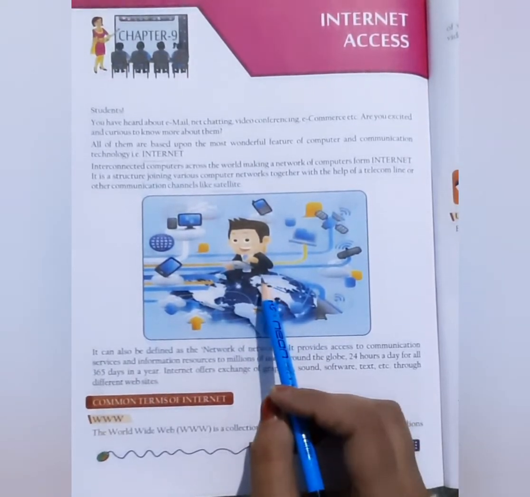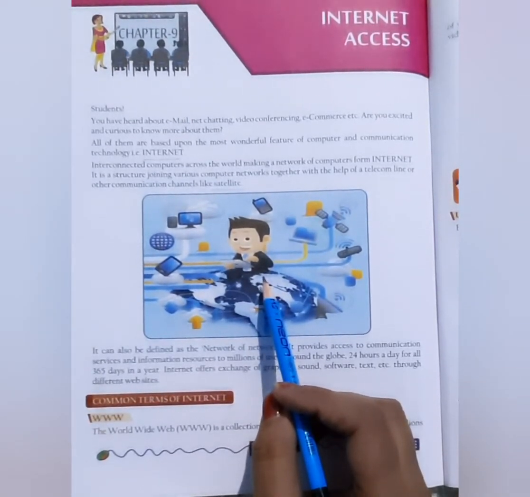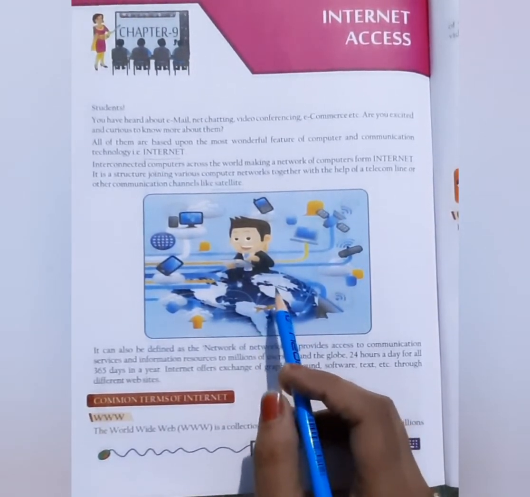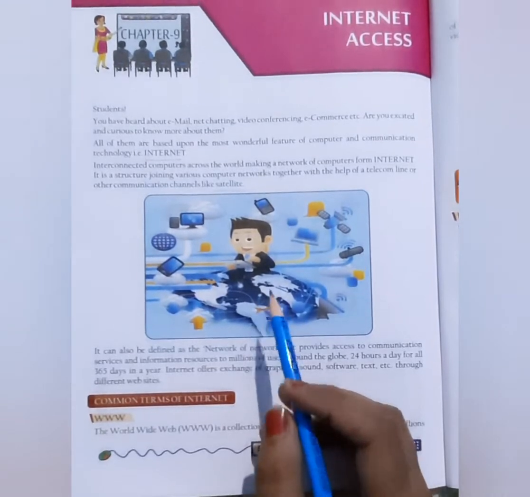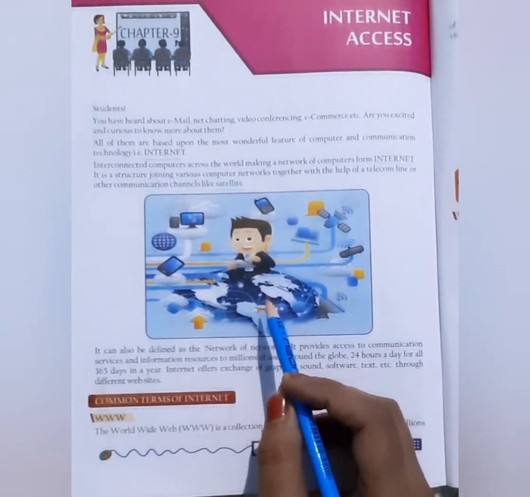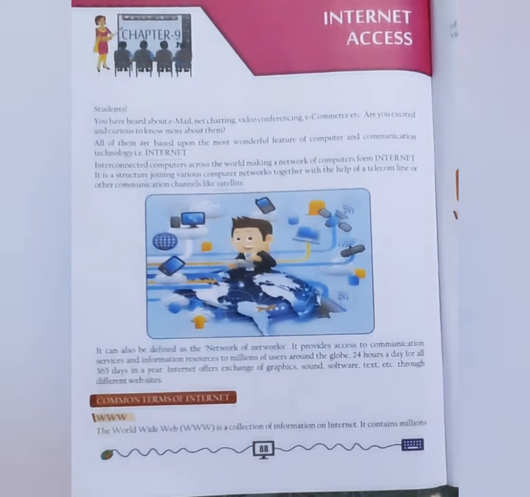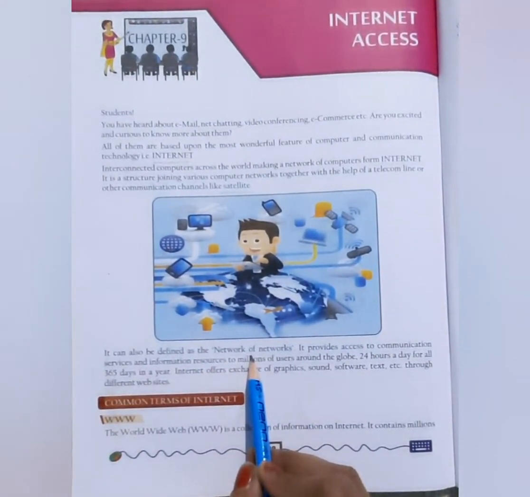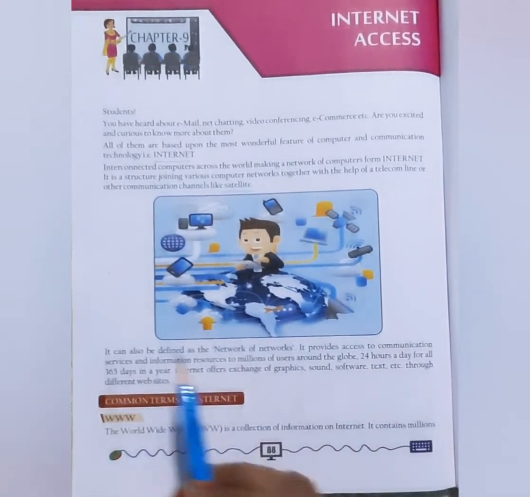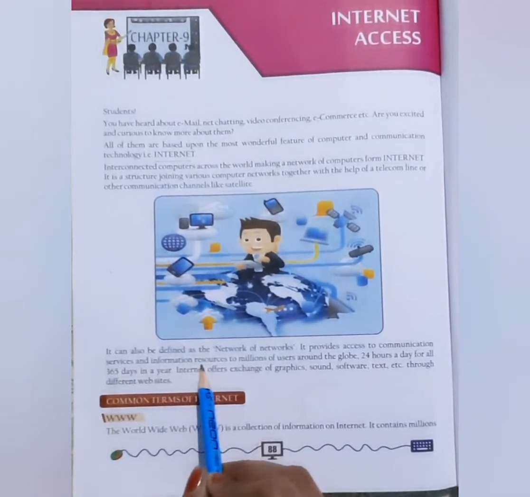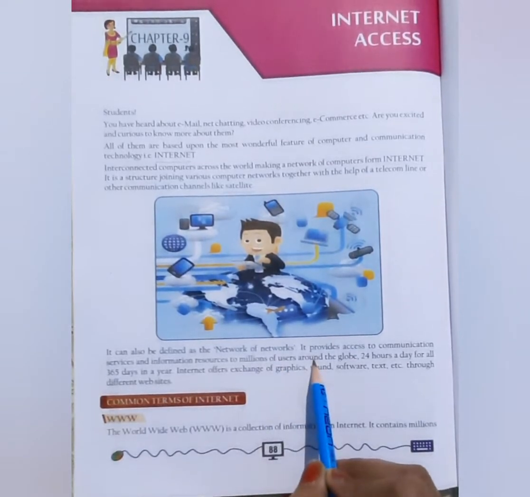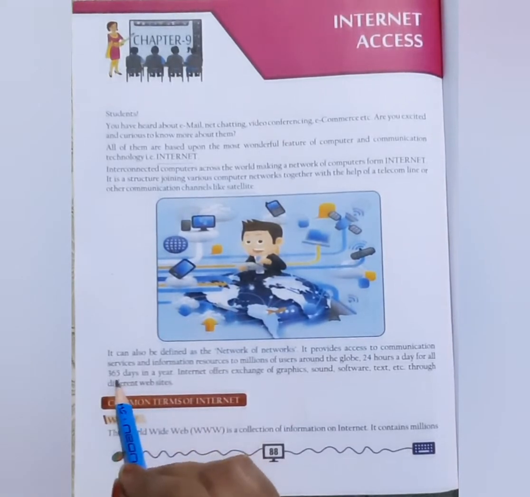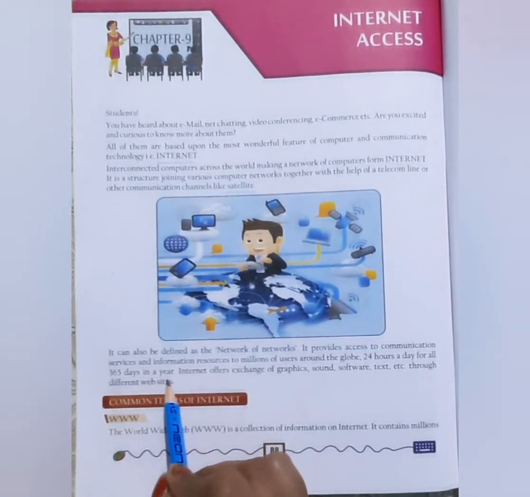Okay? So as you can see, in today's scenario also, all the things are related to internet. You can do the shopping online, you can sell the items online, you can even buy different types of items online, you can send emails, you can do video calls, and so many other things can be done with the help of internet. It can also be defined as the network of networks. It provides access to communication services and information resources to millions of users around the globe, 24 hours a day for all 365 days in a year.